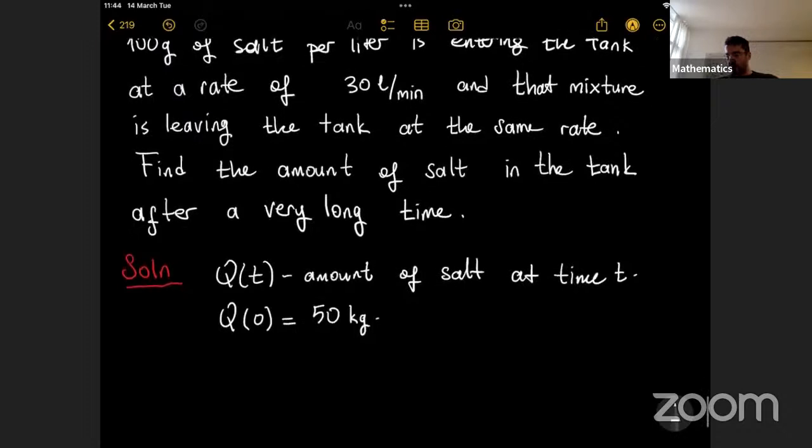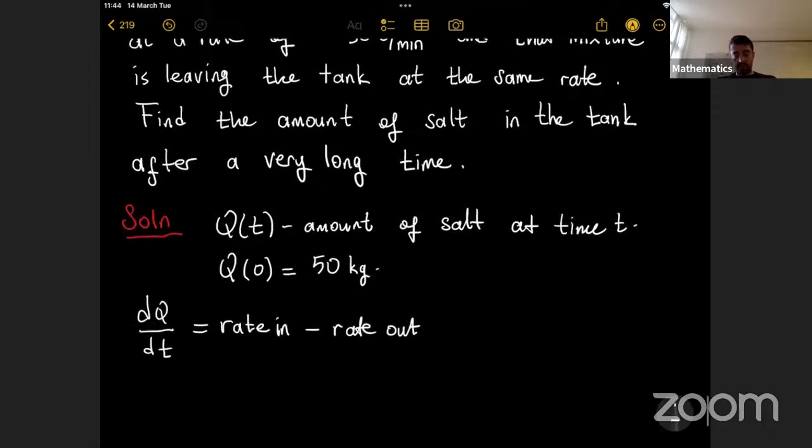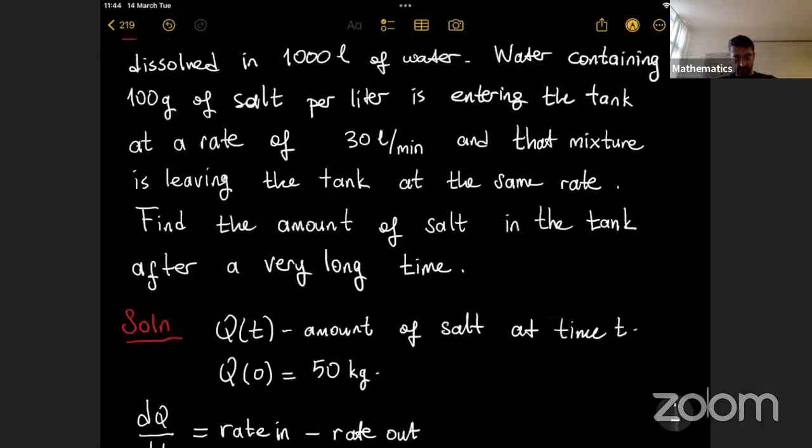Well, so we have what? We have this equation dq/dt is equal to rate in minus rate out. Okay. What is rate in? Rate in is basically what flows in.